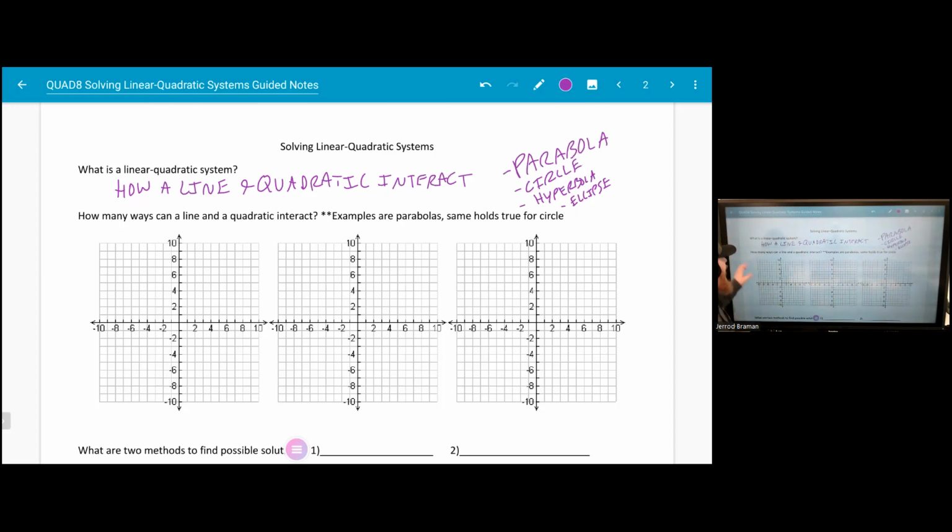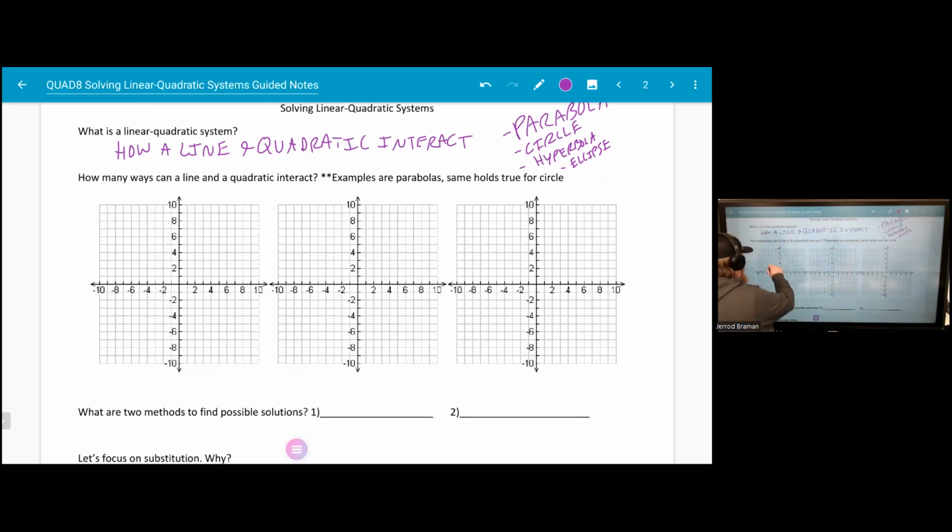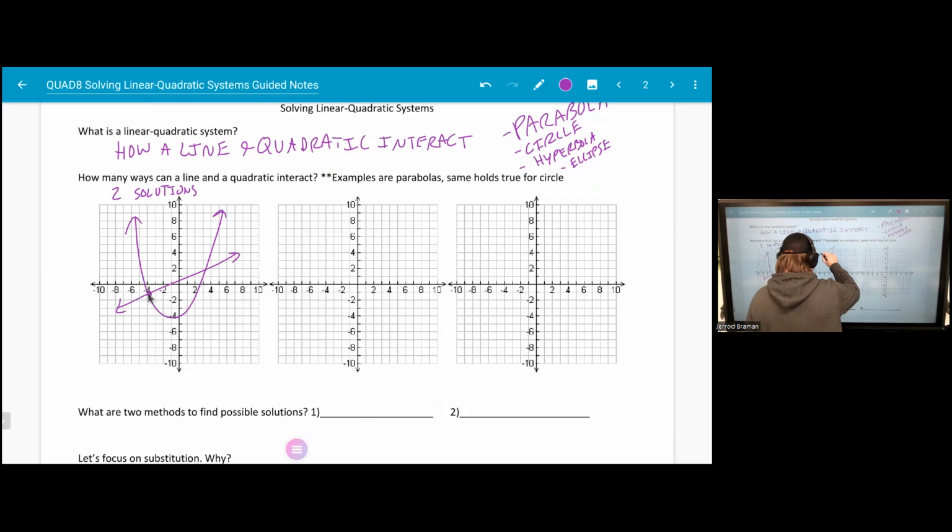Okay. How many ways can a line and a quadratic interact? Again, for examples, I'm going to give parabolas. You could have circles, doesn't matter. I could have this parabola right here and this line right here. I could have two solutions. Interesting, right? It crosses here and here. Well, what if I took this parabola again and I made it just touch right there? I could also make it have one solution.